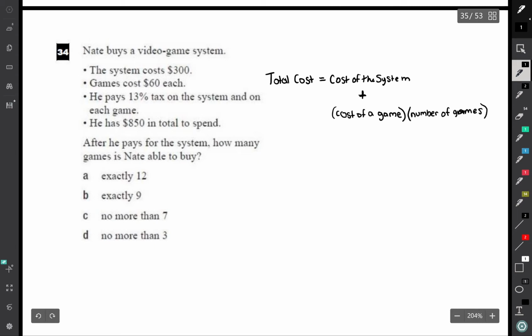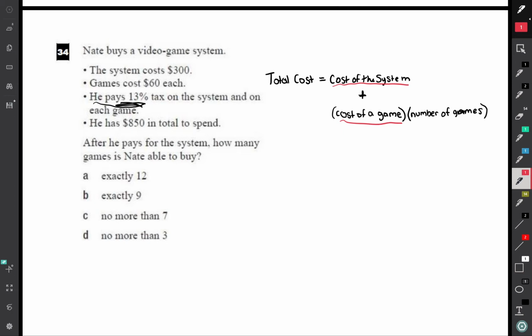Okay. So the first thing we need to figure out is, after he pays 13% tax, what is the cost of the system? And what is the cost of a game after tax? So why don't we do that? This question clearly has more than one step in it. So let's start by calculating the cost of the system.